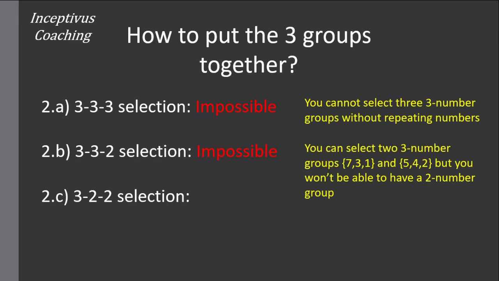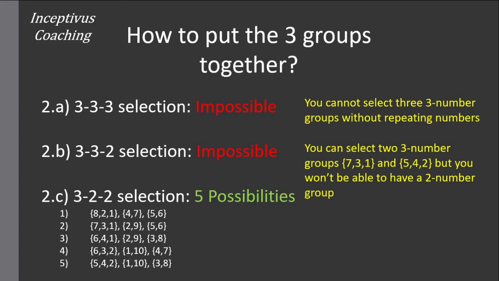for example 7, 3, 1 and 5, 4, 2, but you won't be able to use the rest of the numbers to form a 2-number group. Now finally, what about the 3, 2, 2 selection? One 3-number group followed by two 2-number groups. That is actually possible, and I listed all the possibilities here. So in total, there are 5 possibilities.